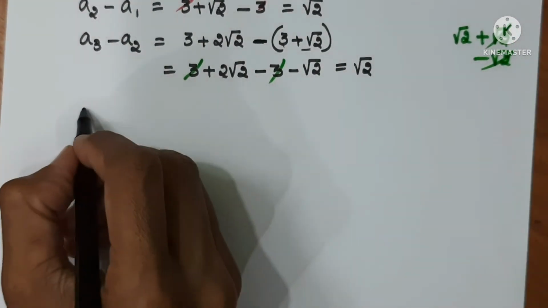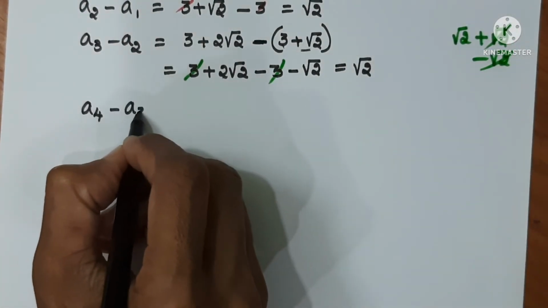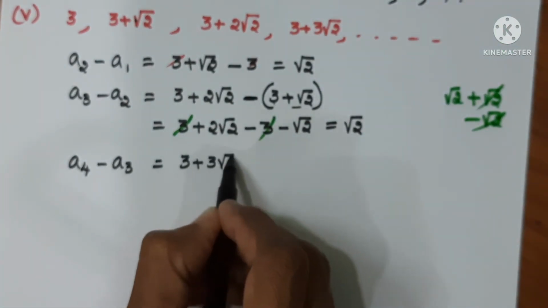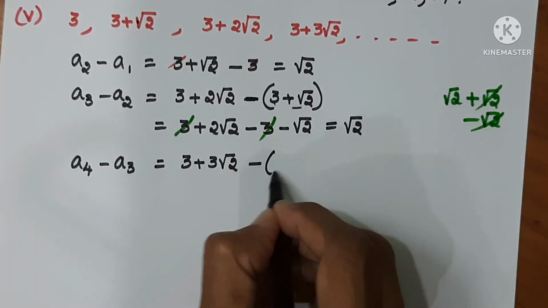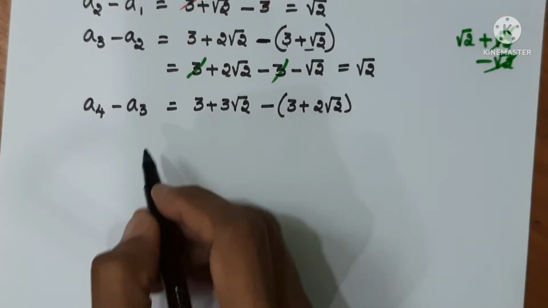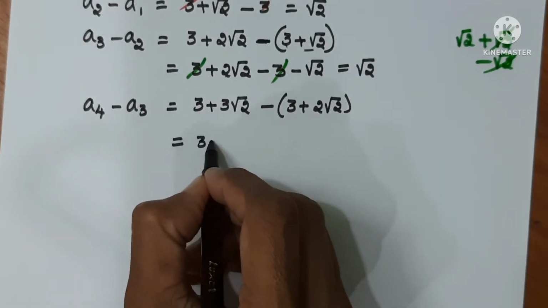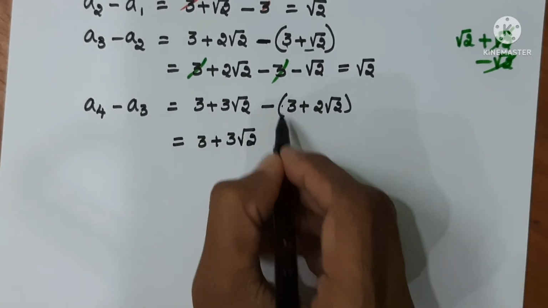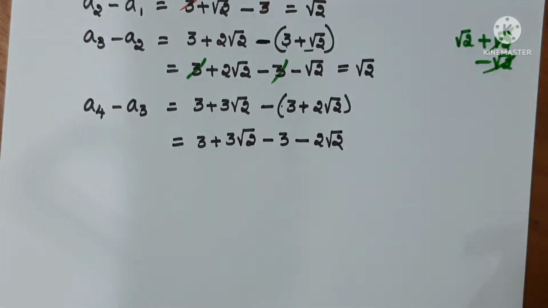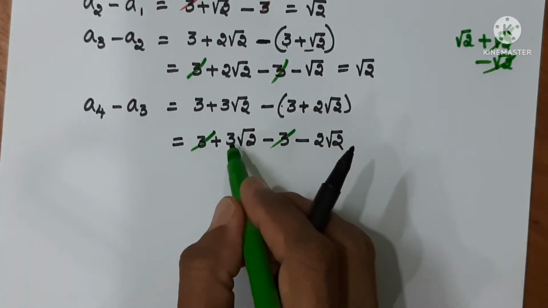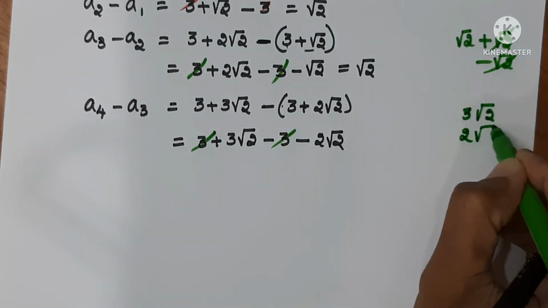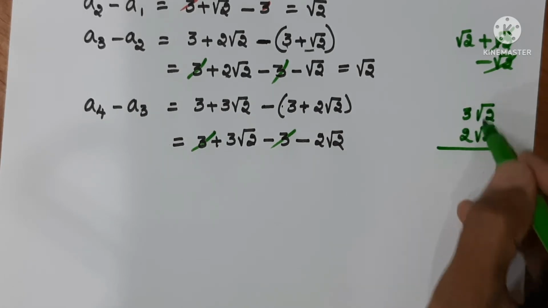Again we have to check the next one. A4 minus A3 will be equal to, fourth term is 3 plus 3 root 2 minus third term is bracket 3 plus 2 root 2. First open the bracket by multiplying with the minus sign: 3 plus 3 root 2, this is minus 3. Minus into plus is minus 2 root 2. Here also plus 3 minus 3 will get cancelled. Here we have 3 root 2. In this one we have to subtract 2 root 2. After subtracting 2 root 2 we get 1 root 2.